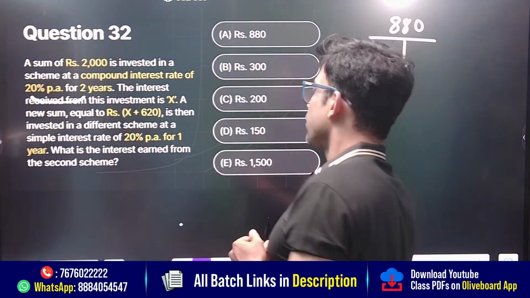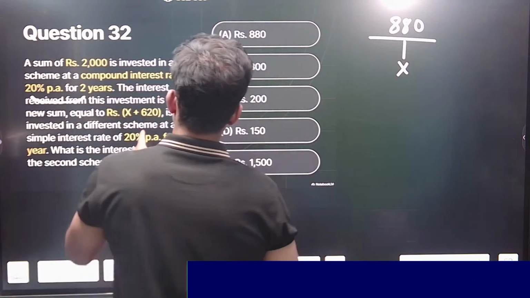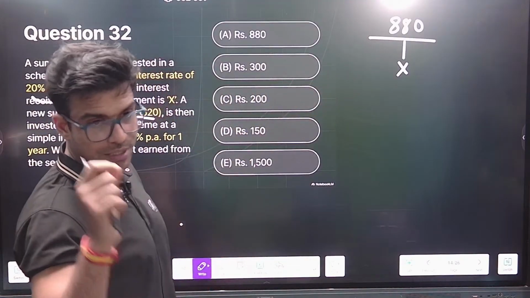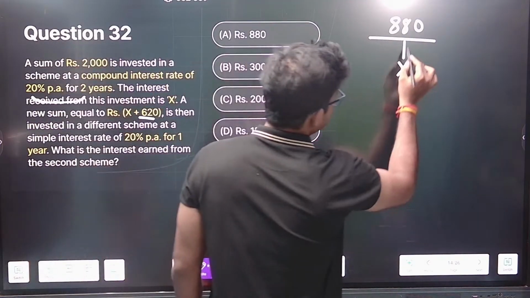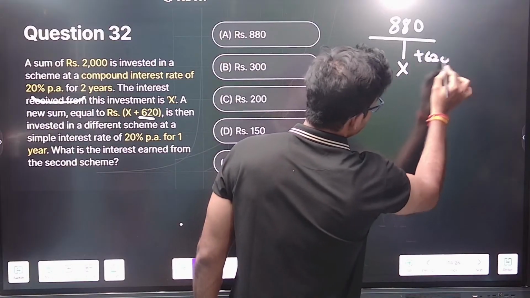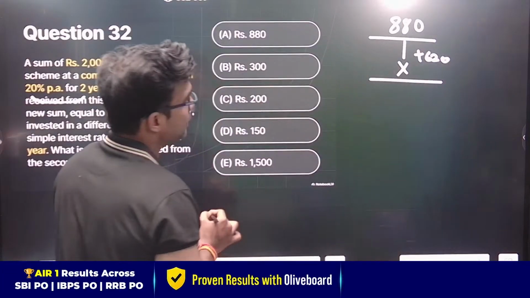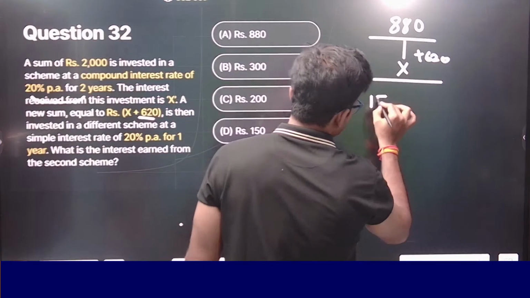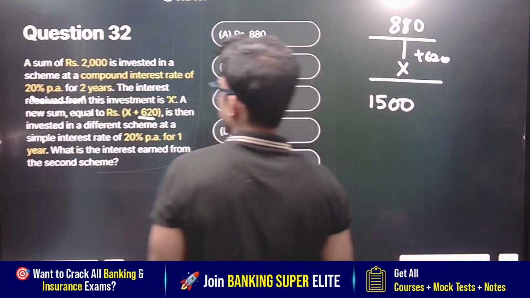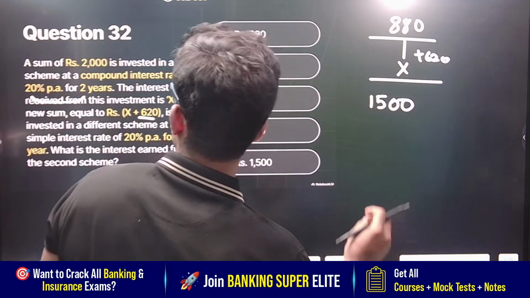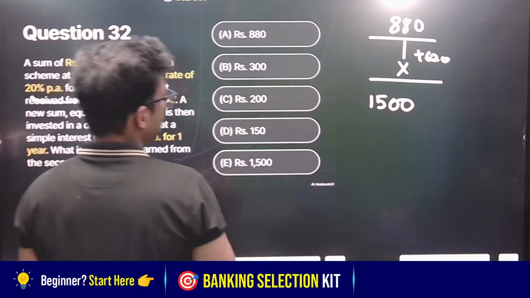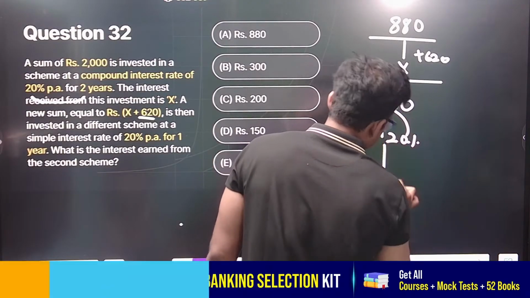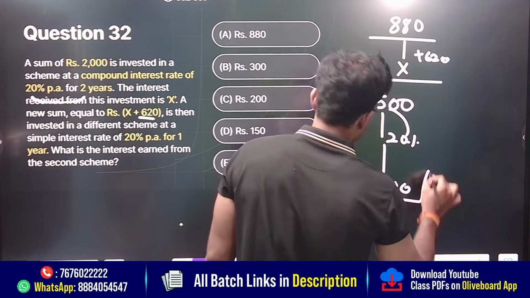A new sum equal to X plus 620. This is my X, 880. 880 plus 620 becomes 1500. Then it is invested in a different scheme at simple interest 20% for 1 year. Simple interest 20% for 1 year. This gives 300 as the answer.